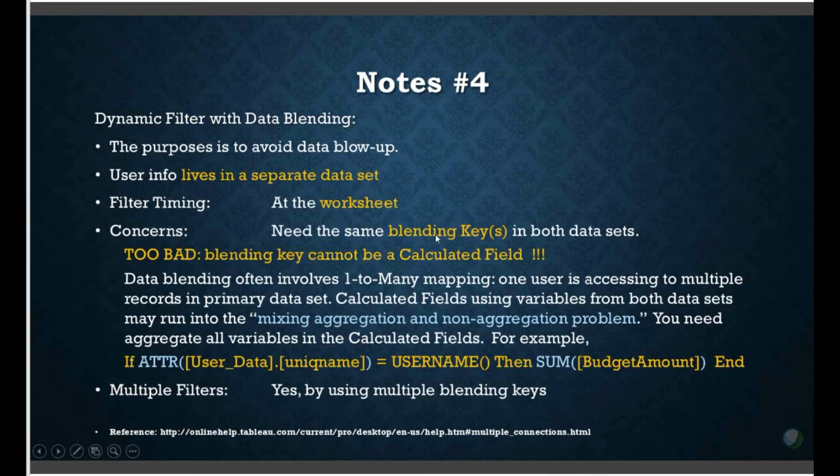And the concern is you must have blending keys, okay? If you don't have a blending key, you need to create one. And you cannot use a calculated field as a blending key. And one of the concerns for this solution is we will probably run into the problem called mixing aggregation and non-aggregation. Because you have two data sets, one data set is automatically aggregated by Tableau, and the other data set, your primary data set, is not aggregated. So if you create a calculated field using variables from both data sets, you will run into this problem. So you need to try to aggregate all of the field variables from both data sets to make it work. And you can have multiple filters.